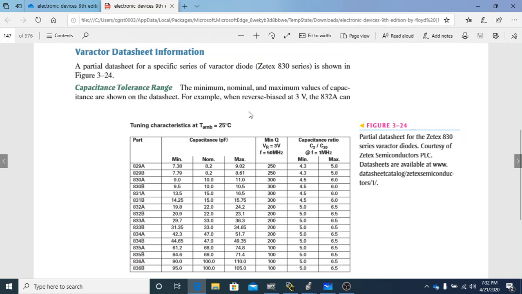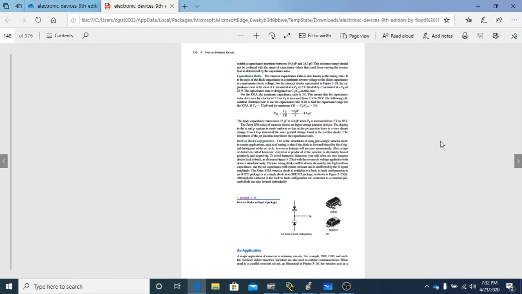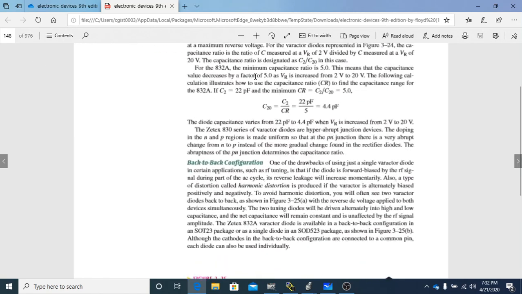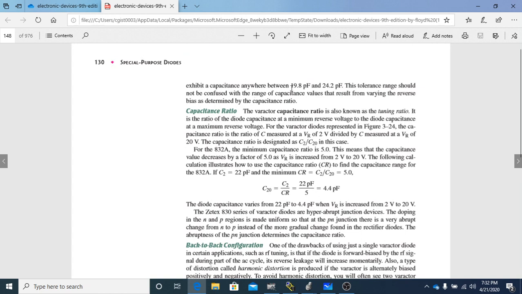And so we're going to be doing an example here. It says, for example, when reverse biased at 3 volts, the 832A, so let's find 832A, it's right here. So it should be that one. Can exhibit a capacitance anywhere between 19.8 picofarads and 24.2 picofarads.